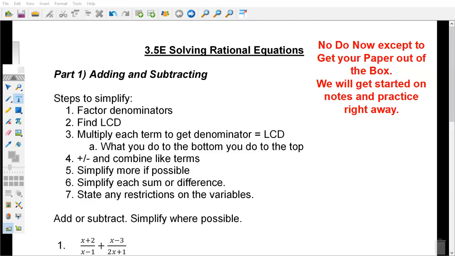All right, guys. So today we're doing 3.5E, solving rational equations. It's a three-part situation. Part one is going over adding and subtracting, because when you're solving, you may need to add and subtract, right? Part two is going over what are called complex fractions, or complex rationals, and we'll be looking at those. And then part three is ultimately the solving.